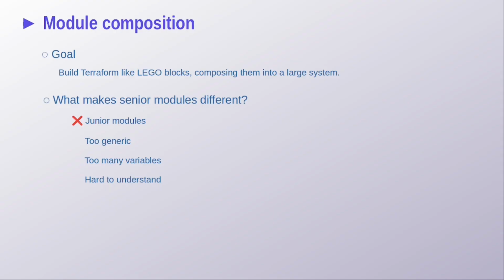Junior modules try to solve everything, with too many variables, hard to understand. Senior modules do one thing well, opinionated, easier to read. You can understand it without opening the module. That is senior-level design. Important rule: a Terraform module is not reusable for every company, it is reusable inside your organization.